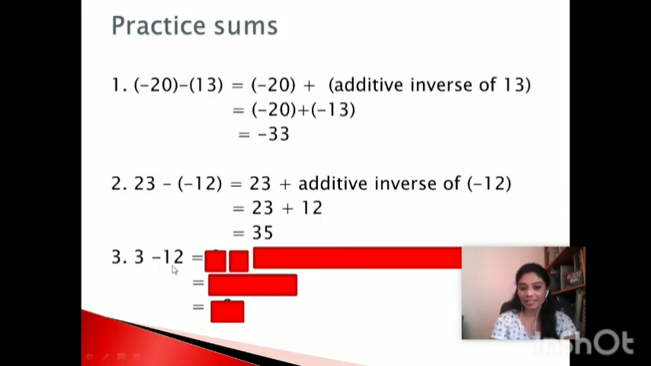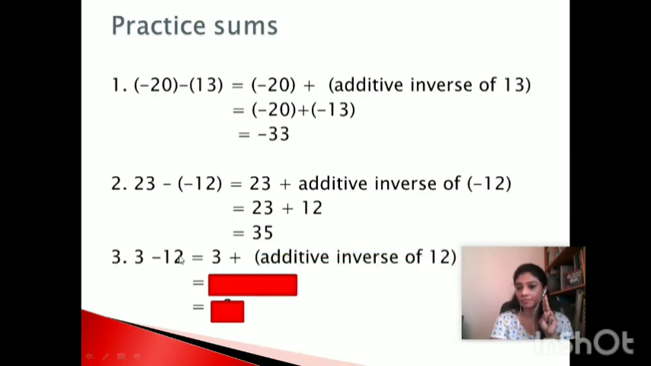So let us do the last sum. 3 minus 12. Keep the first integer as it is. Change the sign minus to plus and find the additive inverse of the second integer. 12 is a positive integer, right? So the additive inverse of 12 is minus 12. Now follow the addition rule. Both are of different signs, so I need to subtract and take the sign of the largest absolute value. So 12 minus 3 is 9. How do I represent it, is it positive 9 or negative 9? The sign of the largest value is minus, so it is minus 9.